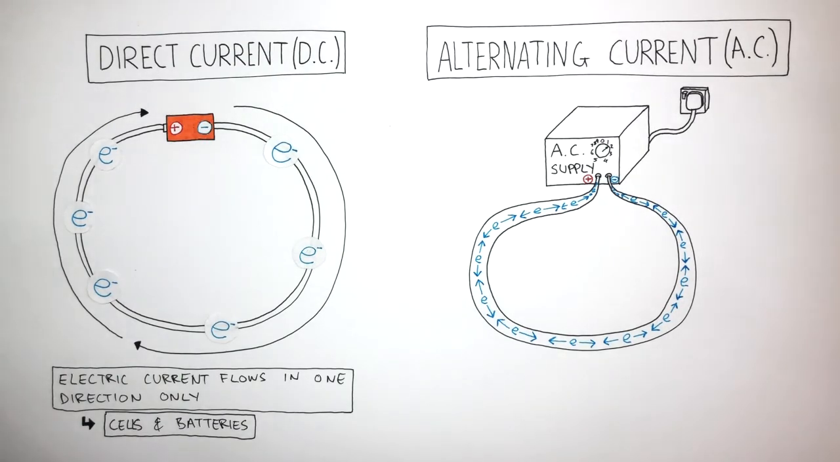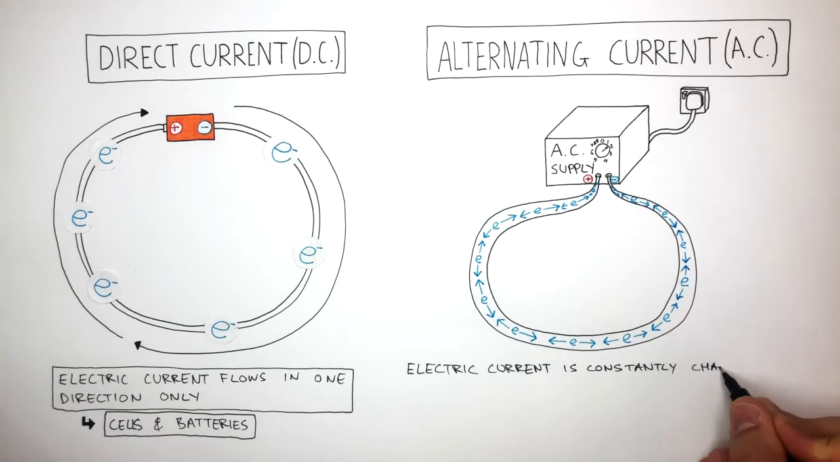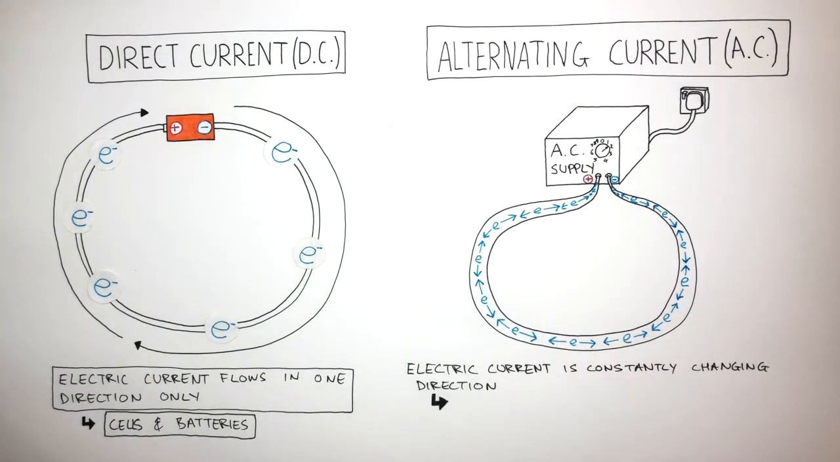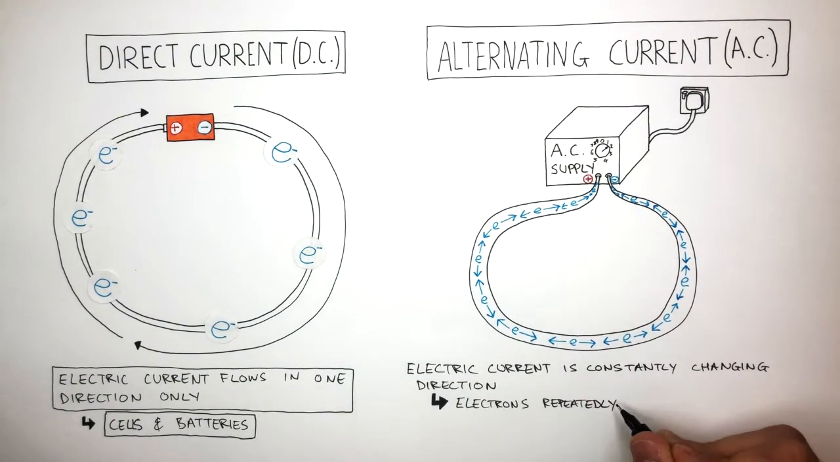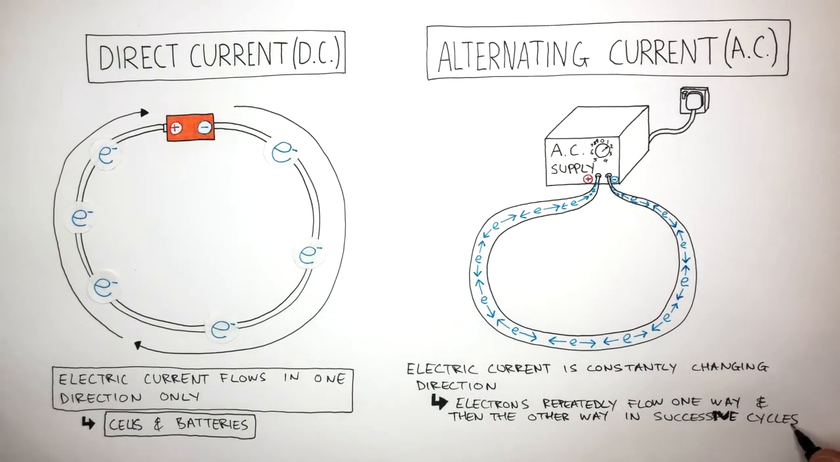So an alternating current can be defined as when the electric current is constantly changing direction. This means the electrons repeatedly flow in one way and then the other way in successive cycles.